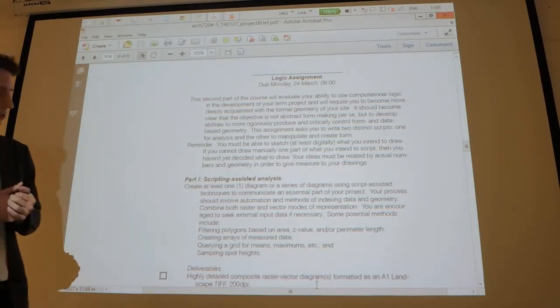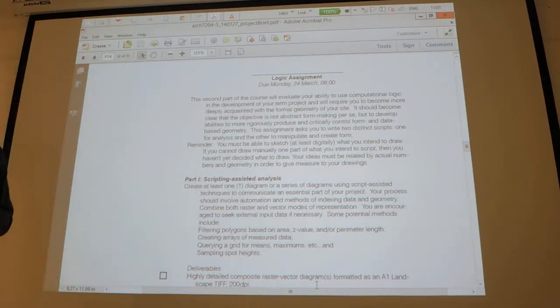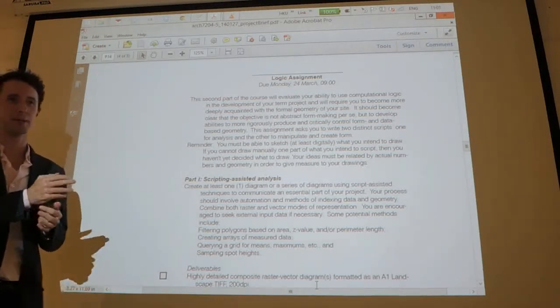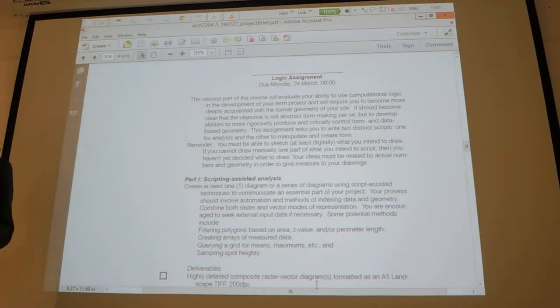Creating arrays of measured data, querying a grid for means, maximums, etc., sampling spot heights. It's very, very easy to say, given a point in space, or given 500 points in space, what is the elevation of that particular point? All of that can very easily be done through scripting. If you can do it for one, you can do it for all of them.